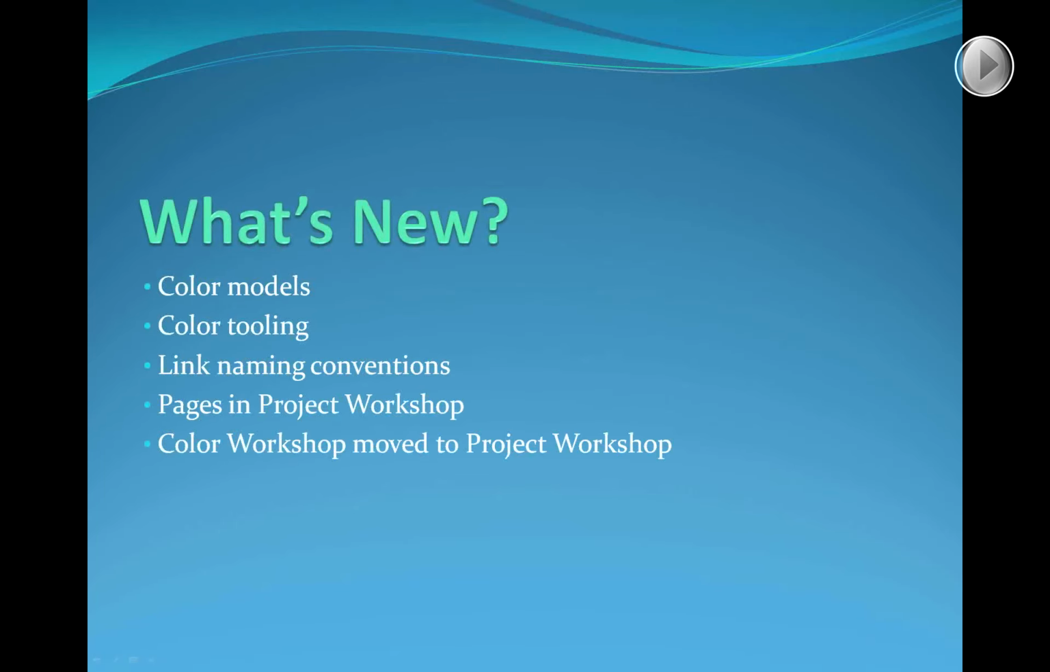So I'm going to be going over color, and I'm going to divide this into what's new, what's changed, and what's gone. So first off, starting with what's new. We have added a concept of color models. We have added some more color tooling. We've made a small change to the way links are named. We've added a couple items to the project workshop pages, and the stuff that was in the color workshop has been moved to the project workshop.